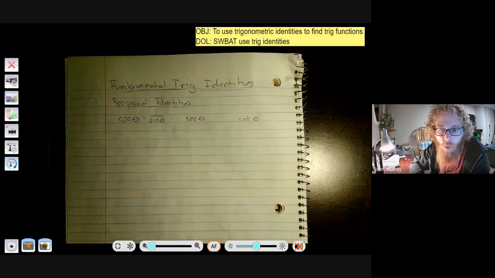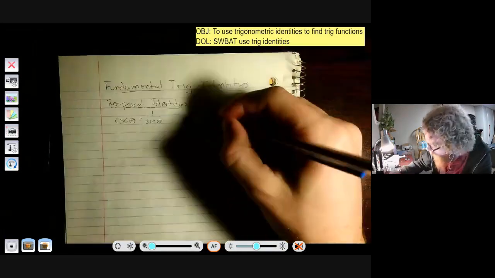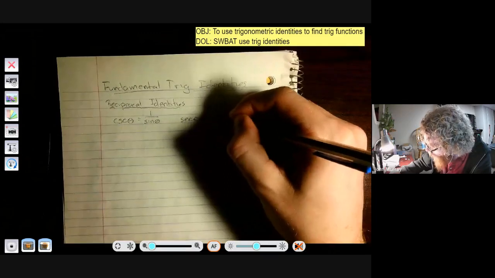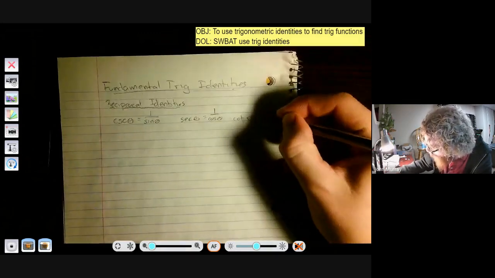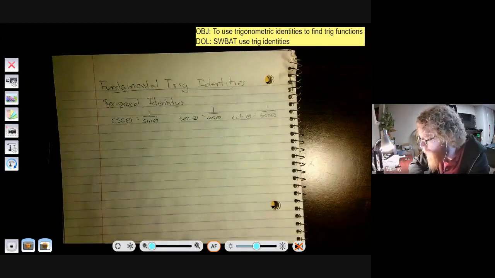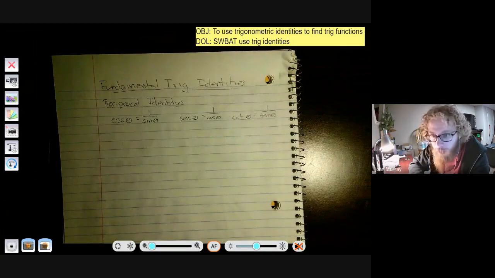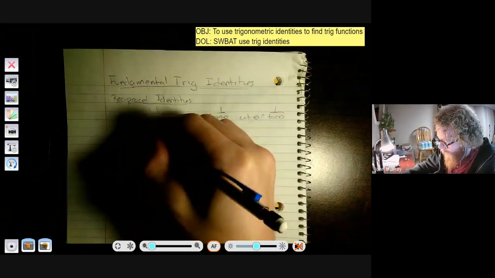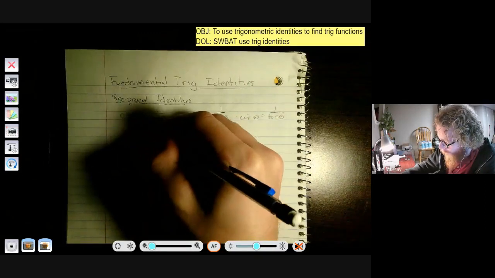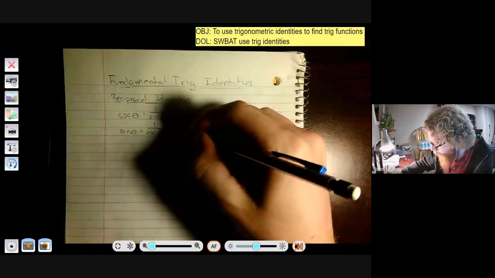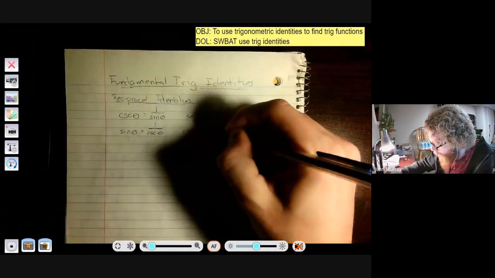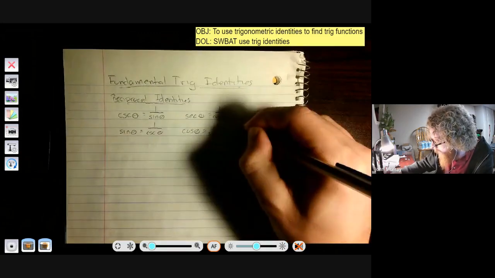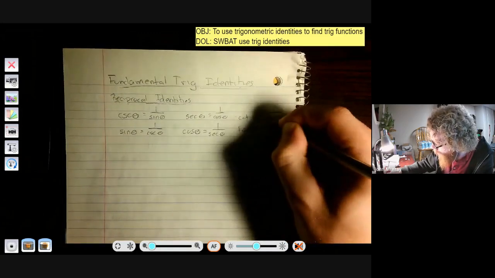because the cosecant is equal to 1 over sine. Secant is 1 over cosine, and cotangent is 1 over tangent. All right, they're called reciprocal identities because they match with reciprocals. Right? And we can say the reverse. I can say that the sine of an angle is equal to 1 over the cosecant of that angle. The cosine of an angle is equal to 1 over secant. And tangent is 1 over cotangent.